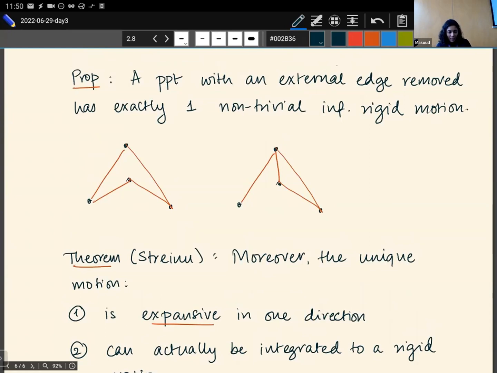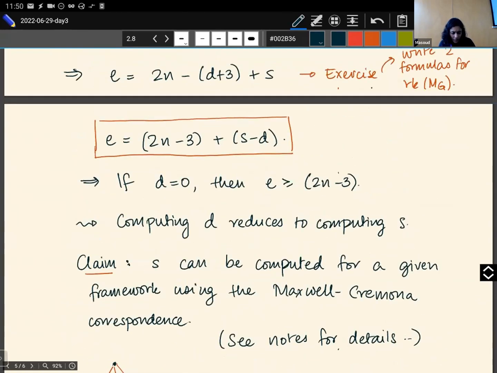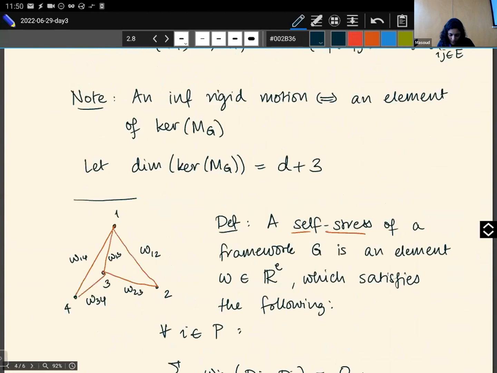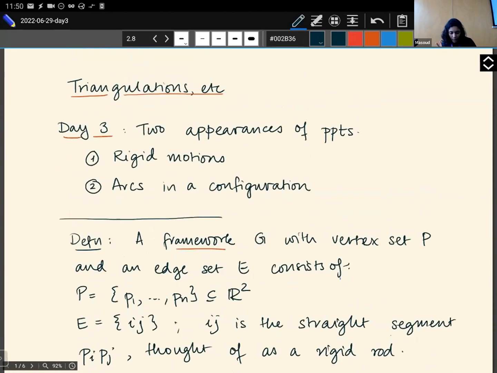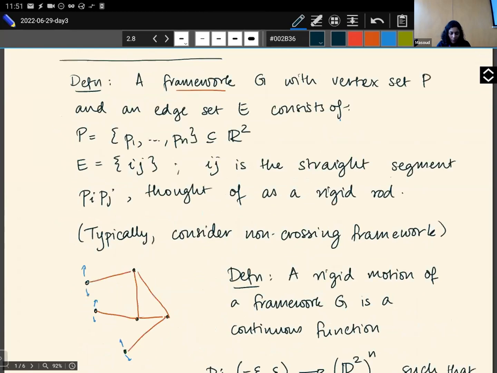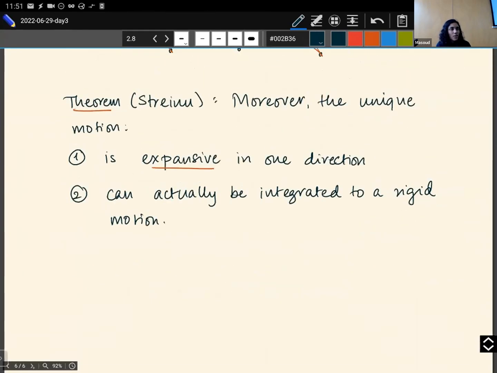Okay, so I guess we won't get to it. Oh, I'm supposed to stop at 11:50. Okay, so I'm supposed to stop now. So I'll just say, going back, I was supposed to explain 2 appearances of PPTs. I have explained one of them, but the second one I will get to tomorrow. And before that, I also want to explain, in 5 minutes, why Streinu was thinking about all of this stuff, what is an application of this nonsense. I'll talk about that tomorrow. Okay, thanks.